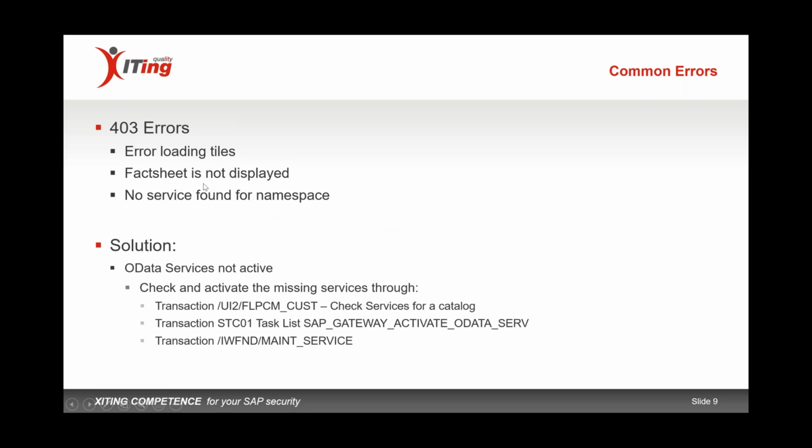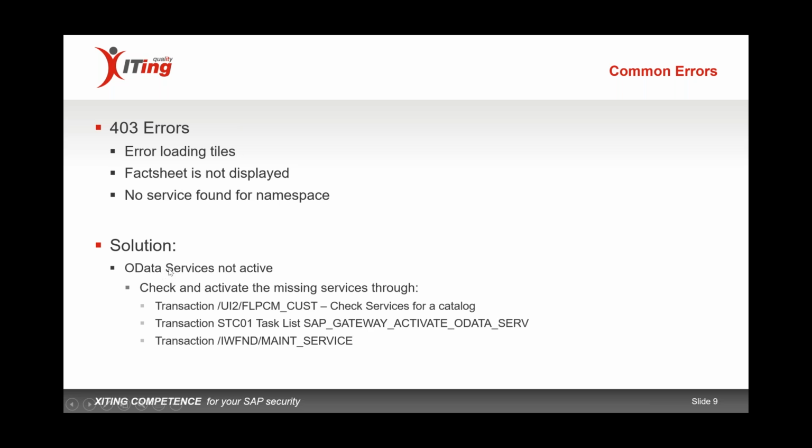All those errors, the 403 errors, basically mean that there's something that's not working. An error is always something that's not working, right? But most of them really are because the OData services are not active, they're not registered, or they're missing altogether. There's different transactions how we can check that. So if a user sees that error, submits a ticket, a ServiceNow ticket, or however you handle your tickets, and you see a 403, then you can check.